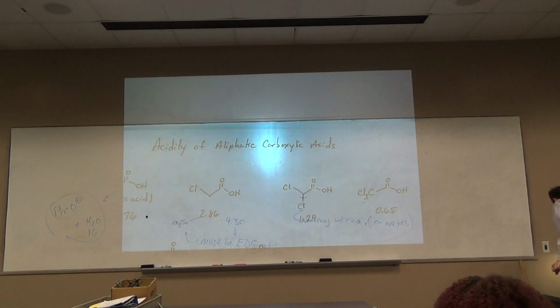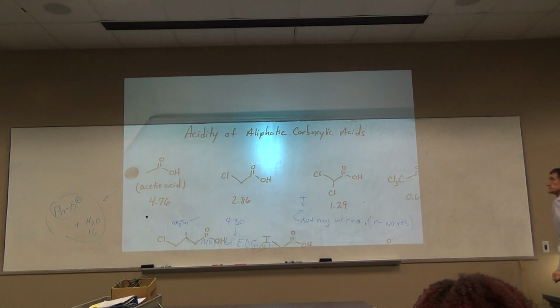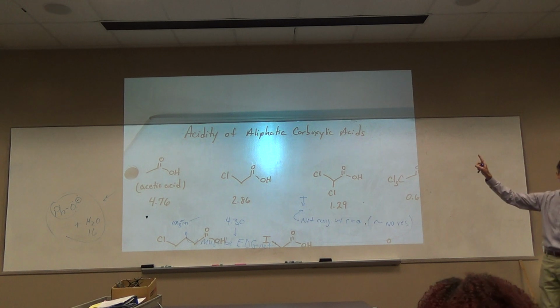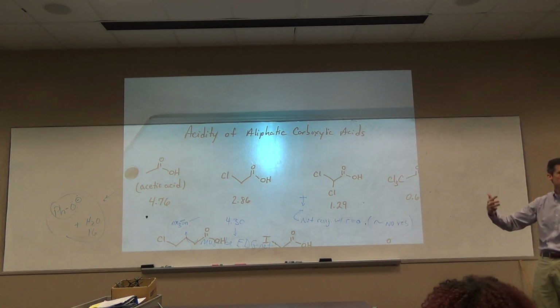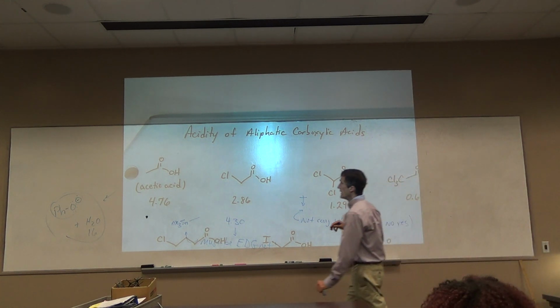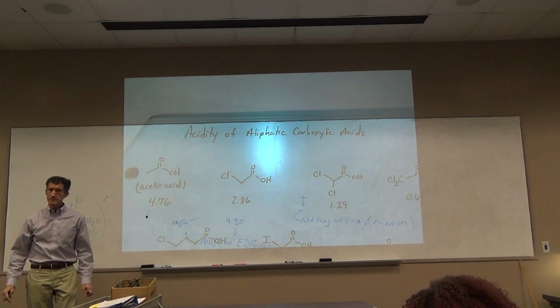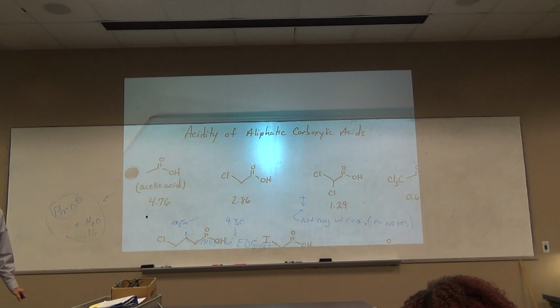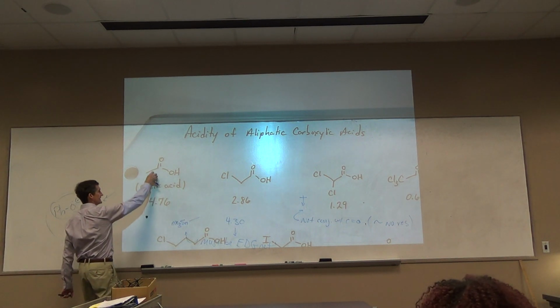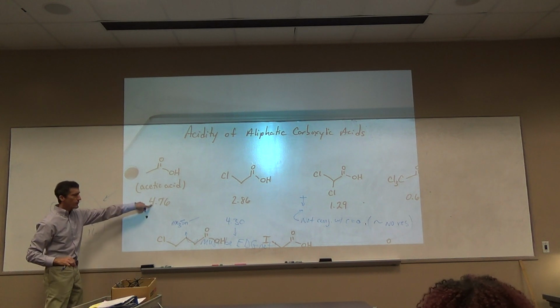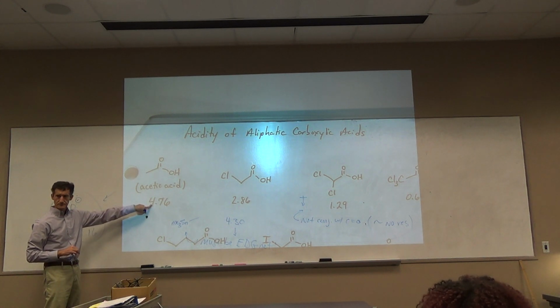Acidity of carboxylic acid. Aliphatic, meaning sort of saturated. Okay? Now, of course, we've got unsaturation in the carboxylic acid. The aliphatic is really referring to the remainder of the molecule. Like acetic acid, 4.76, not quite as acidic as benzoic acid.